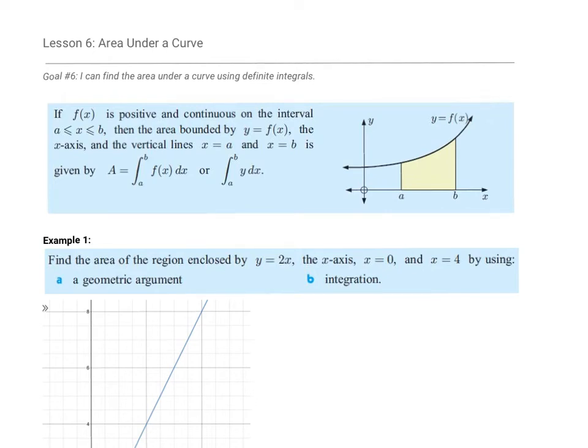Okay, so today we're going to talk about Lesson 6, Area Under a Curve. We've already discussed this a little bit when we talked about definite integrals. We discussed the fact that the whole point of finding a definite integral really is to find the area under a curve between 2 points, A and B.